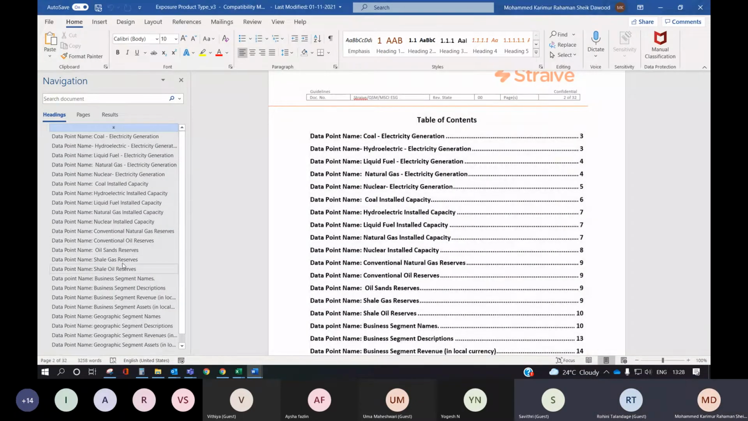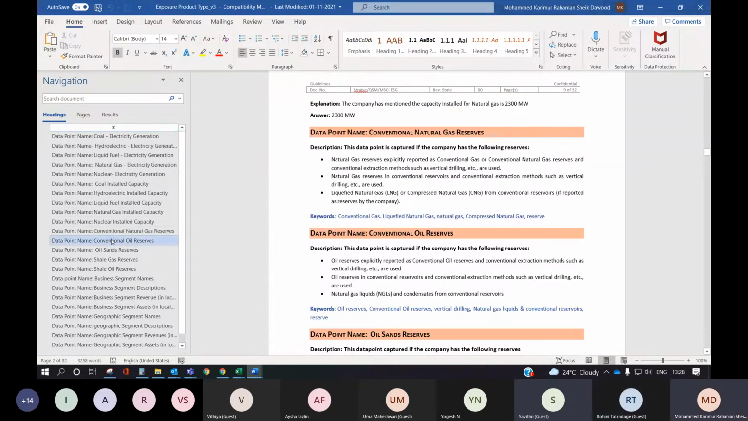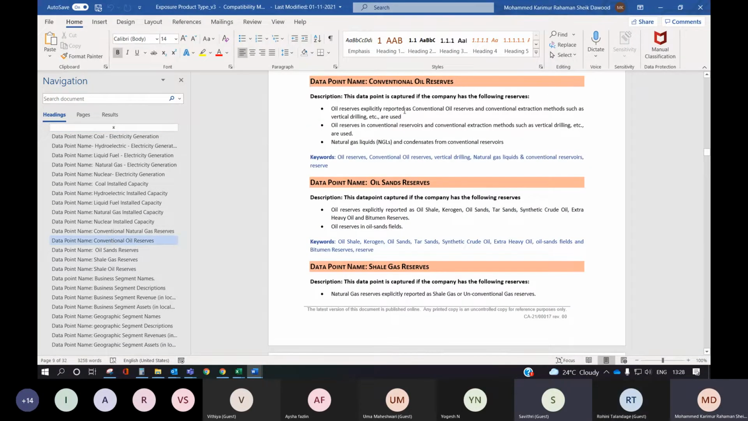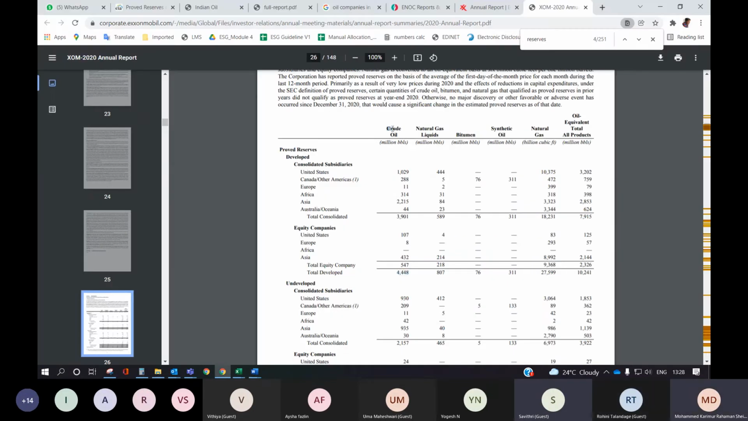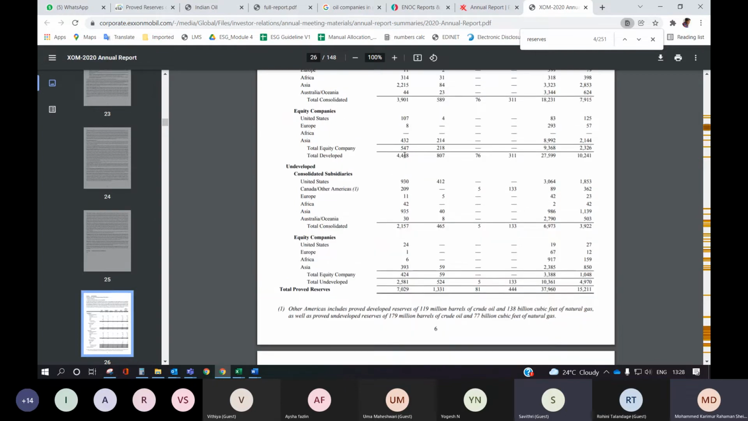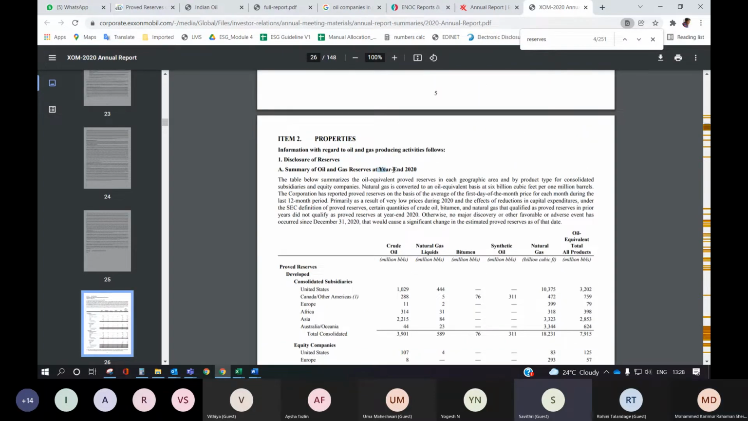Our first data point is conventional oil reserves. For this we need to look for the oil. Here we have crude oil and we have synthetic oil. Bitumen is a gas. So what we need to do is add these two values, crude oil and synthetic oil, and update them as conventional oil reserves. The company has this much of reserves for the year end 2020.